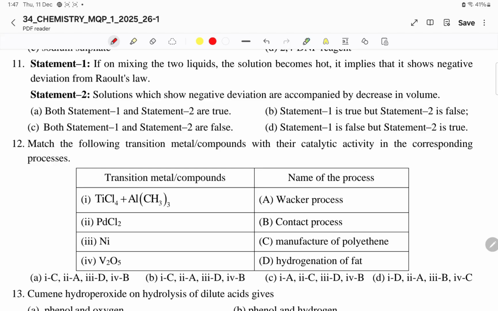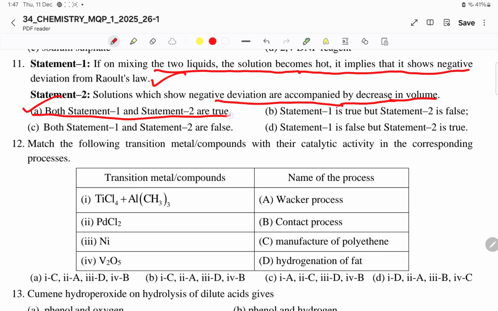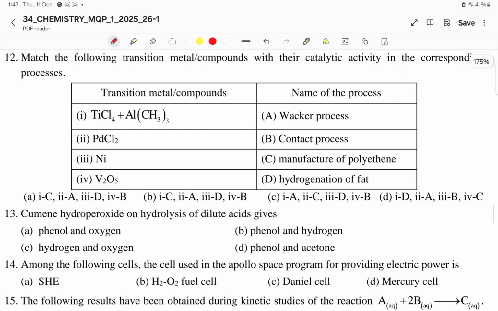Now question number 11. Statement 1: If on mixing the two liquids the solution becomes hot, it implies the solution shows negative deviation from Raoult's law. Correct statement. Solutions which show negative deviation are accompanied by a decrease in volume, that is also a correct statement. So therefore option 1, both statement 1 and 2 are correct.